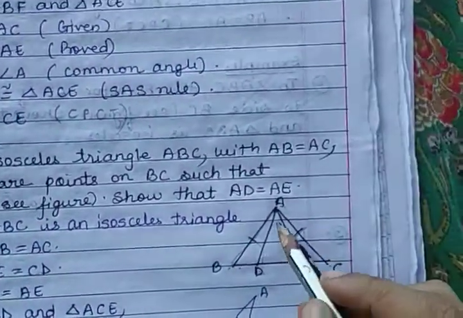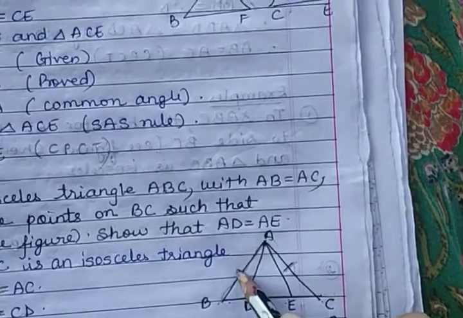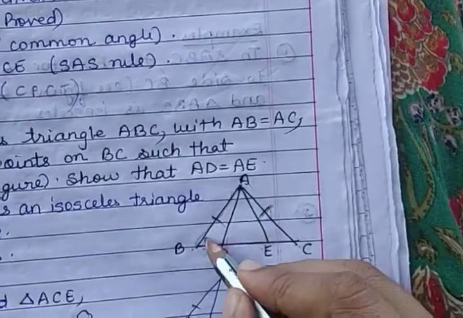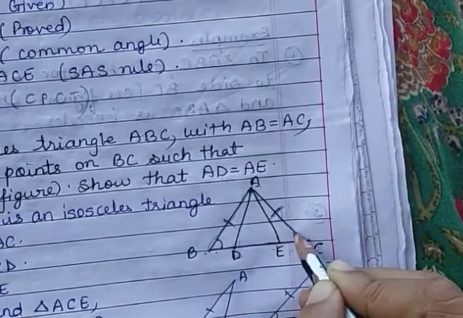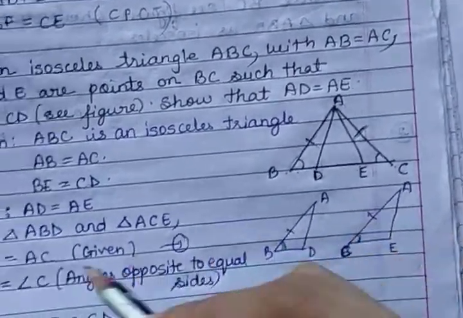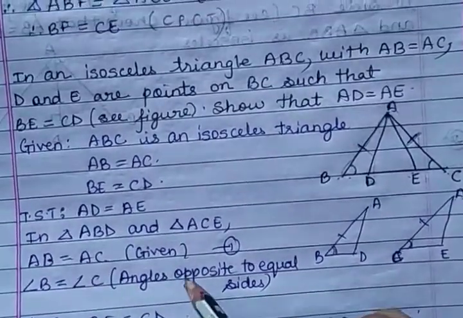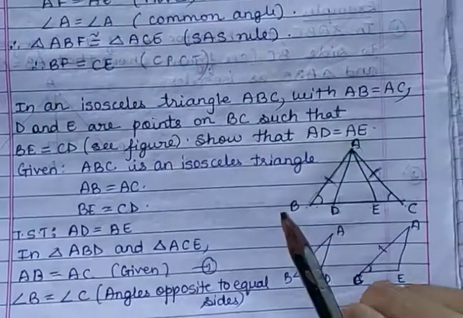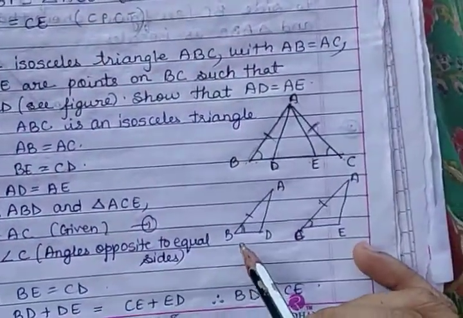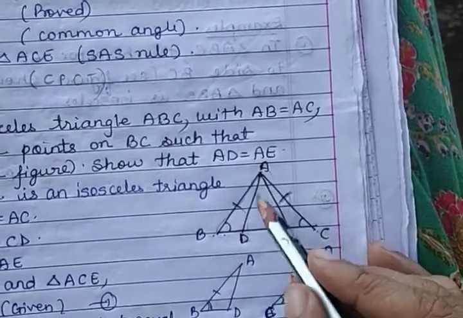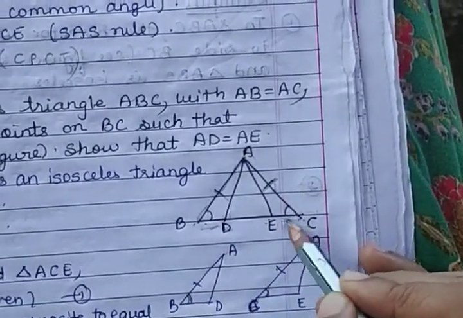Now, we just saw the theorem that in an isosceles triangle, if the two sides are equal, then the angles opposite to those sides will be equal. So angle B is equal to angle C. What is the reason? Angle opposite to equal sides. Now we have to find the third condition, which is we have to show that this is equal to this.